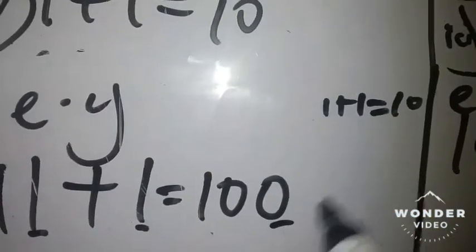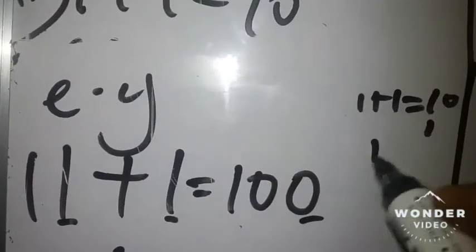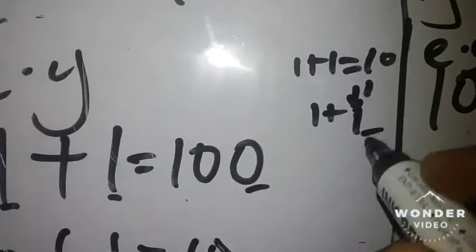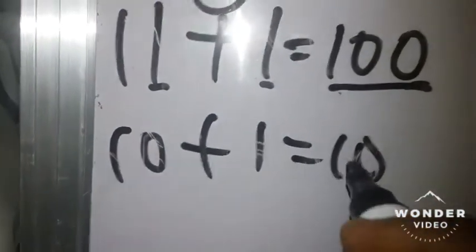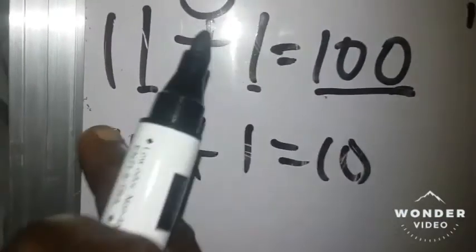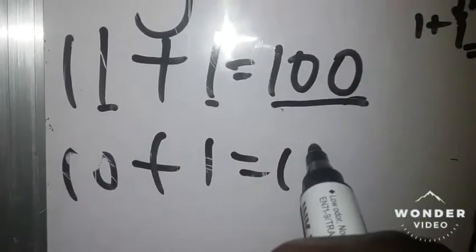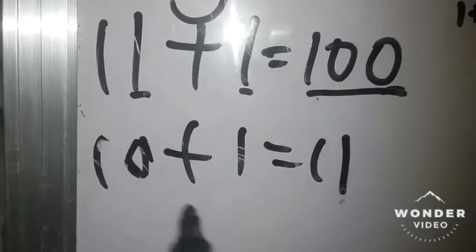You write your 0, you carry this one here. So 1 plus this 1 here will be 10. So you write your 10. This is how we get it. So 10 plus 1 is 11. Why? 1 plus 1 is 10.